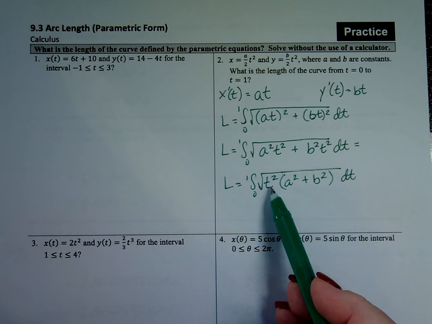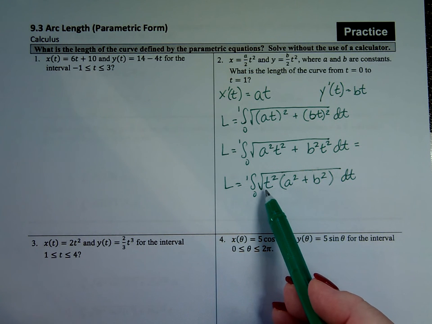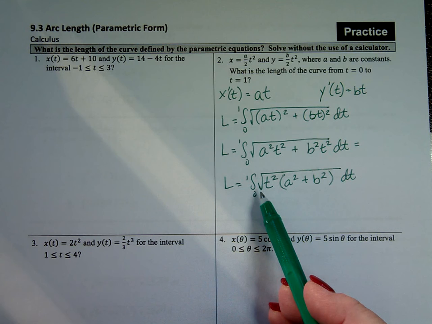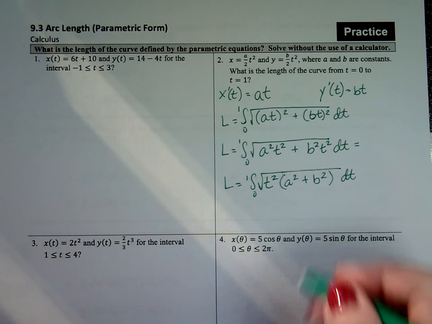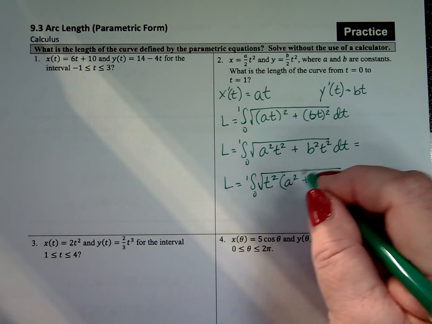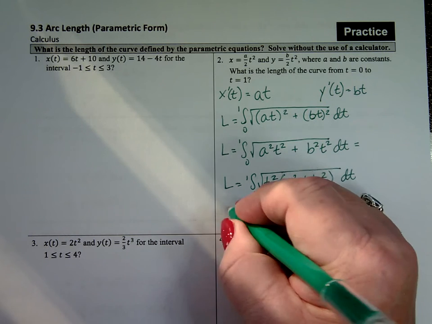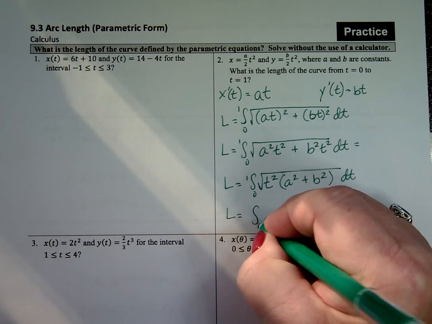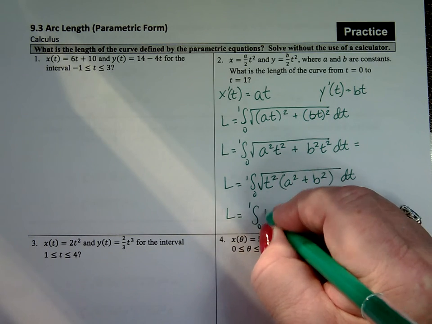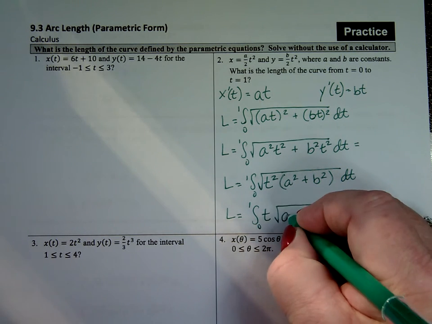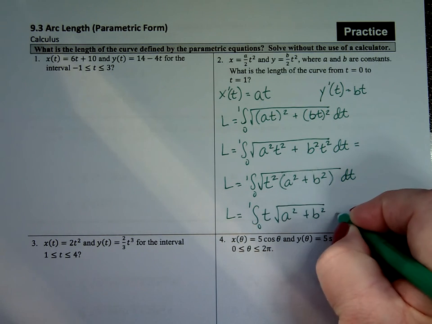Well, can I take the square root of t squared, and what would it be? Because it's factored out, it's a singleton piece. Remember I'm trying to get to an integral here, so if I take that t out, it's going to be the integral from 0 to 1 still. But it's going to be a t on the outside and a square root of a squared plus b squared on the inside.